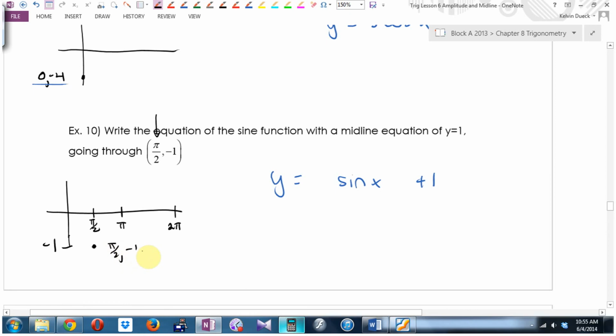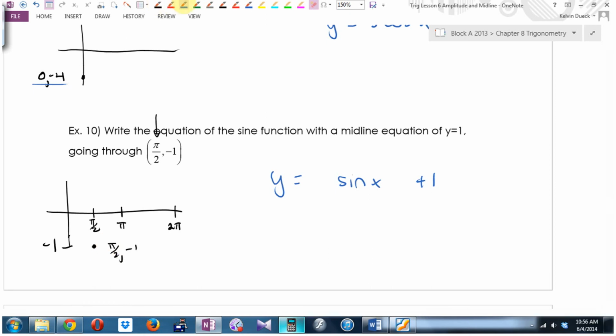Now I got to think, what kind of a graph could do that? Ready? Look up. Could a sine graph go through there? Let me walk through it. Could a sine graph go through there? No? Could a cosine graph go through there? Remember, cosine looks like this. No? I think this is a negative sine graph. I think the only way that I can get through down there is negative sine, head down.